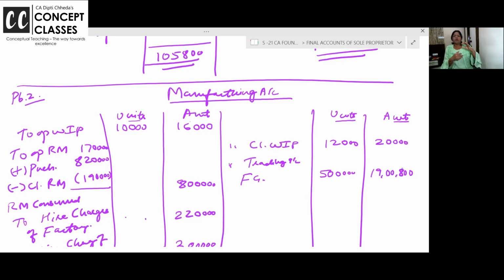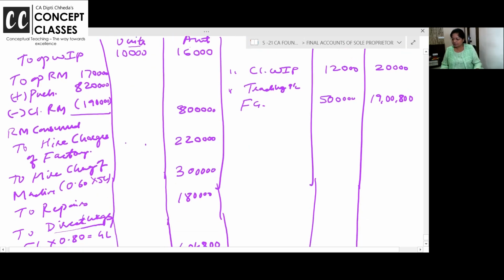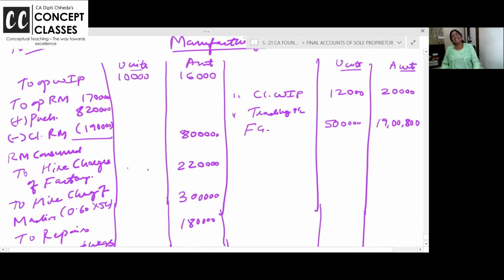In finished goods, opening and closing are already there. And these many goods are also manufactured. Clear? Easy or not? Give some response. I am doing, you are also doing. Giving some totals now. Give some response. Did you all follow this?